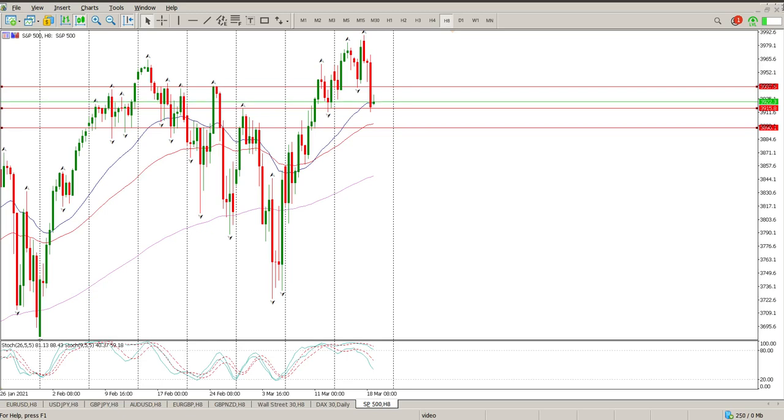Good morning, everybody, and this is your S&P 500 day trade setups for today. So, a sell-off yesterday. We have broken through some structure at the moment. So, for me, the trend is still.